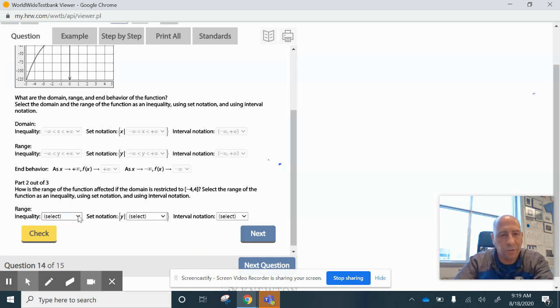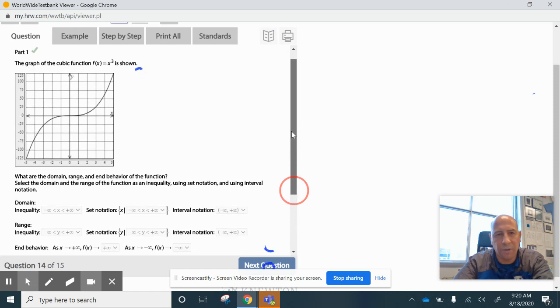Oh, forgot range. Oh, I'm sorry, I didn't see this. How is the range of the function affected if the domain is restricted to -4 to +4? Select the range of the function. Okay, so we would have to plug in -4 and 4 into the function of x cubed.